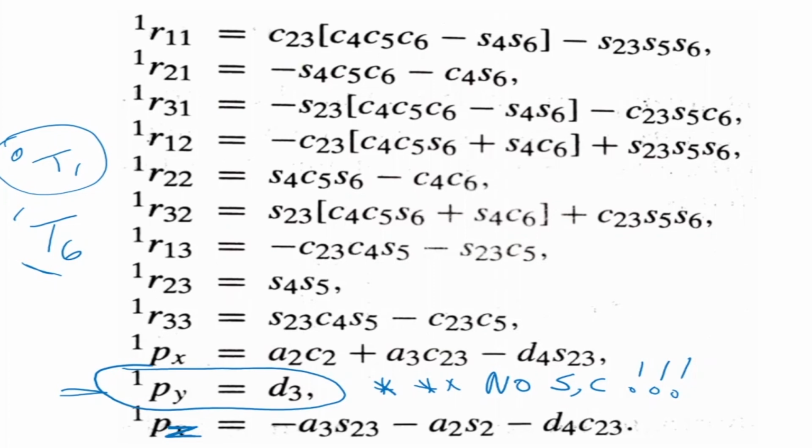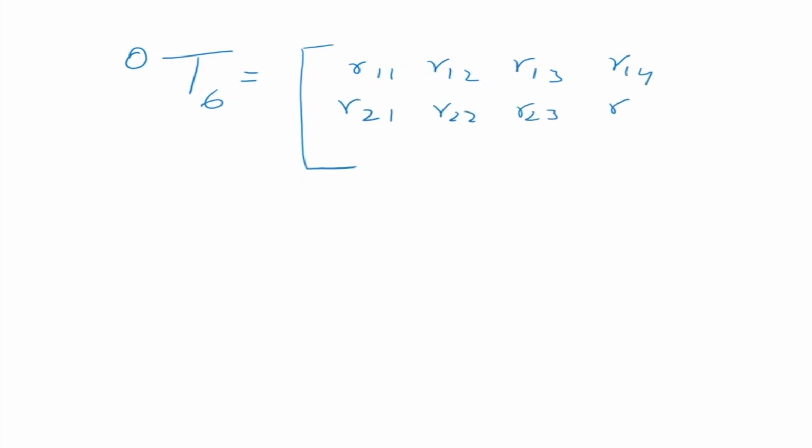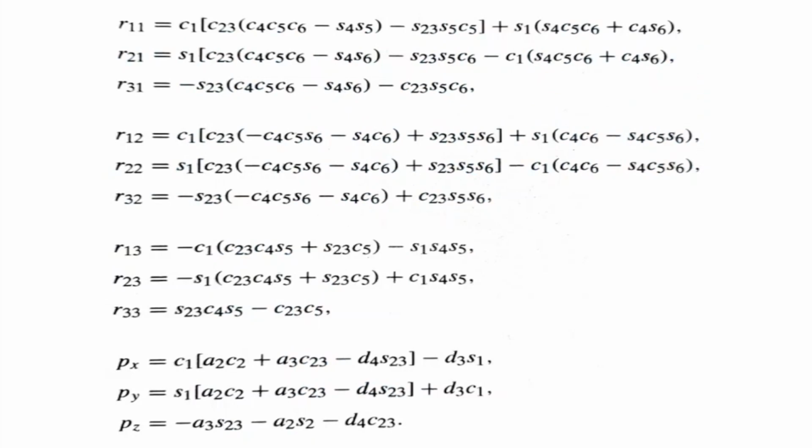But if we proceed and multiply T0 to 6, then what happens is you end up with this matrix, which is R11, R12, R13, R14, and this is R21, R22, R23, and R24. Here it is R31, R32, R33, and R34. This is 0, 0, 0, 1. Okay. Now each of these terms is given here.